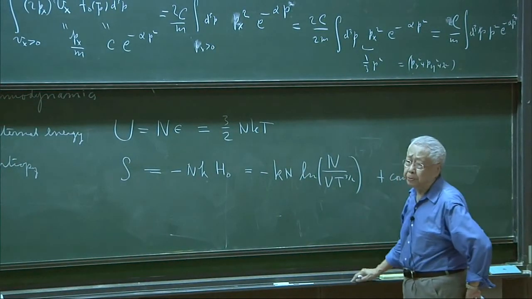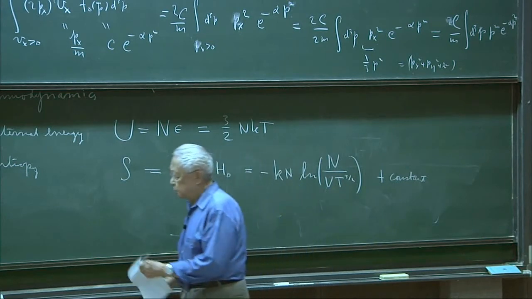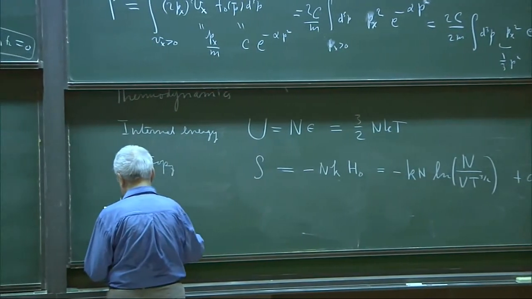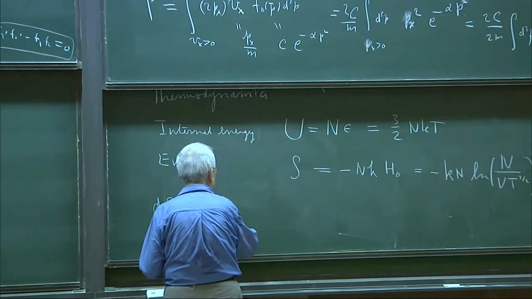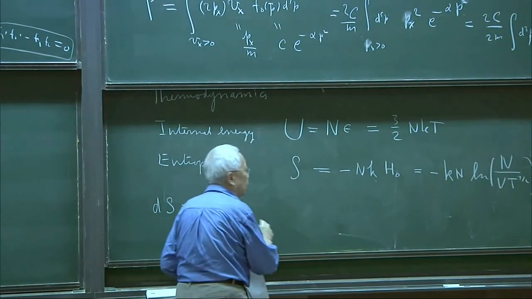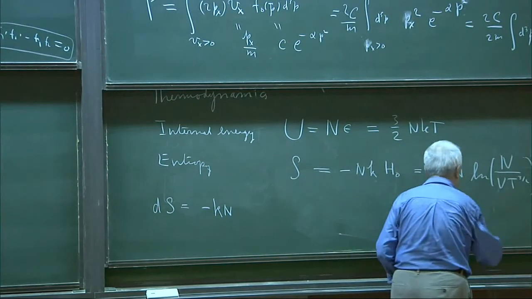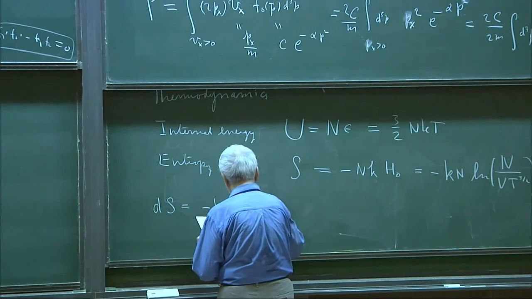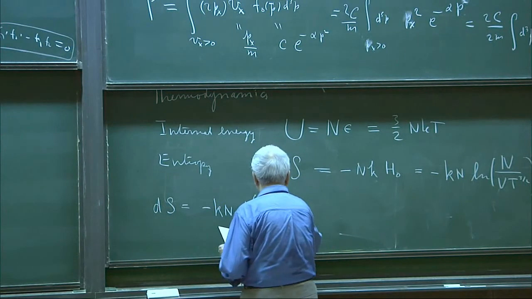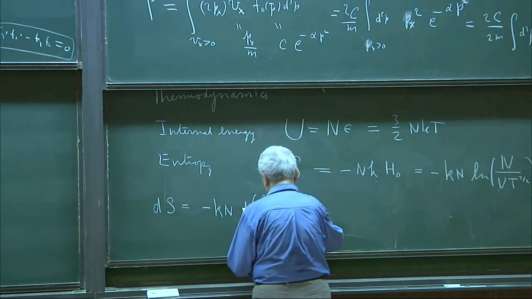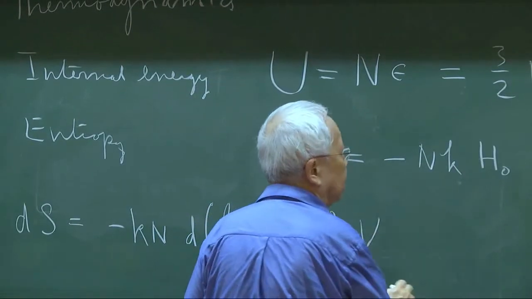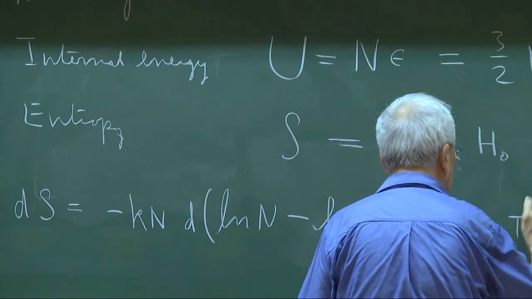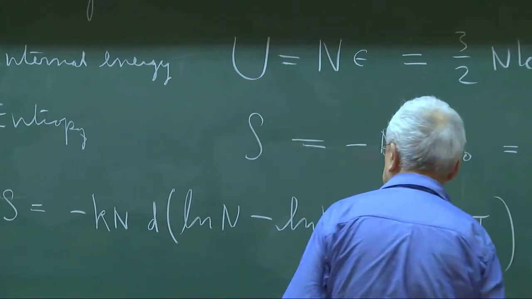Now to show that this is the entropy, you take the differential of this. dS is equal to minus kN, that is, N is a constant, the only things that vary are V and T, times d of log N minus log V minus 3/2 log T. And when you differentiate, that constant goes out.